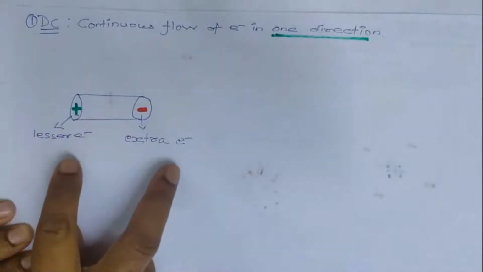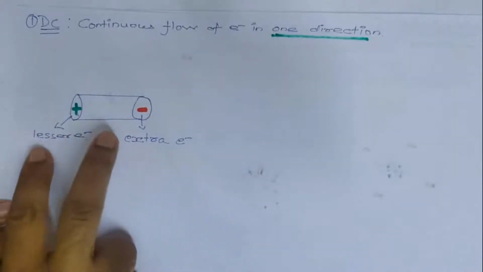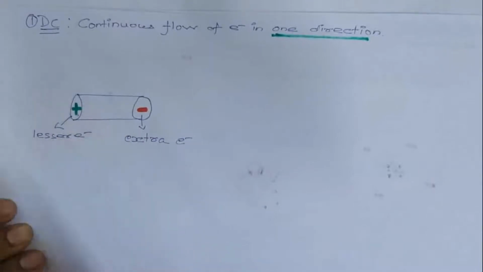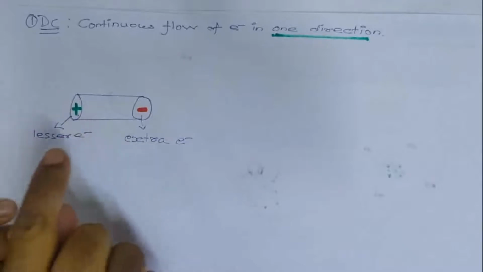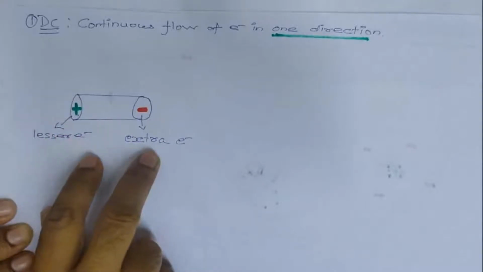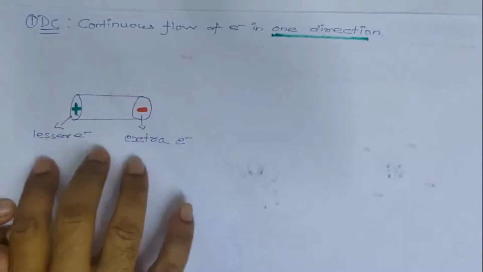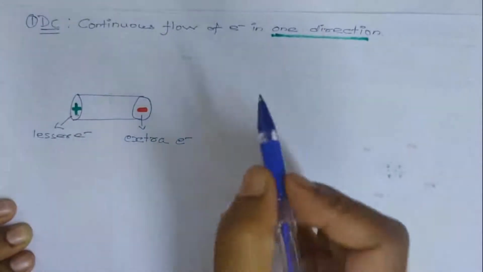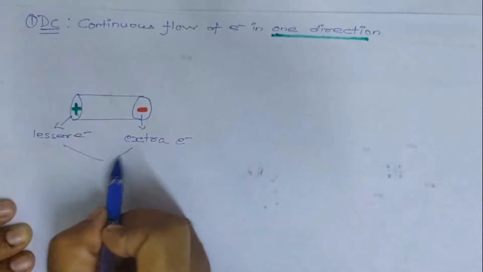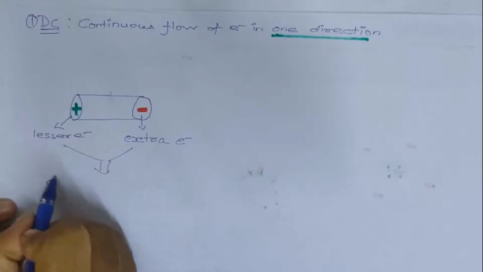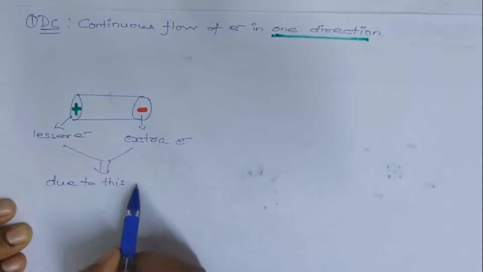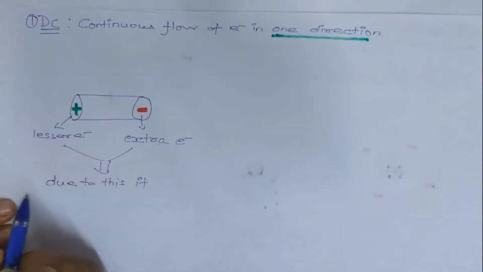So what do you see? This causes an imbalance. Okay, the number of electrons is not the same on both terminals. I repeat, the number of electrons is not the same on both terminals. On one terminal it is lesser in number and on the other terminal it is more in number. So due to that it causes a gradient. Let me make you understand what a gradient is. So due to this, it creates a gradient.